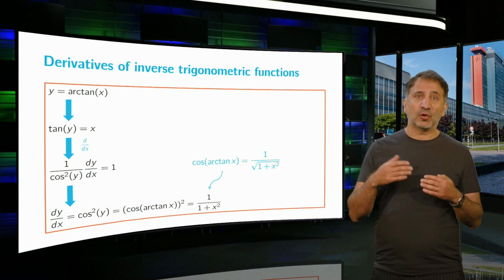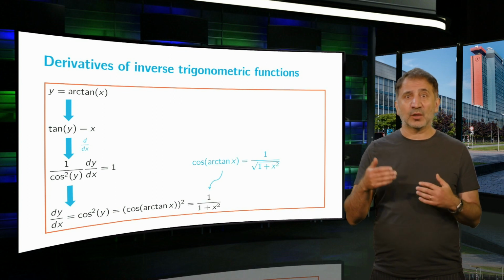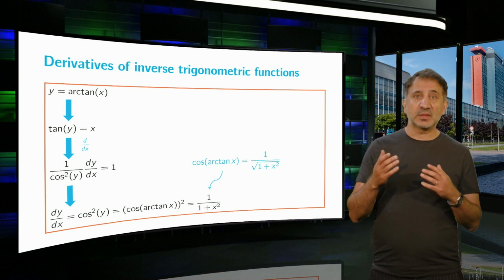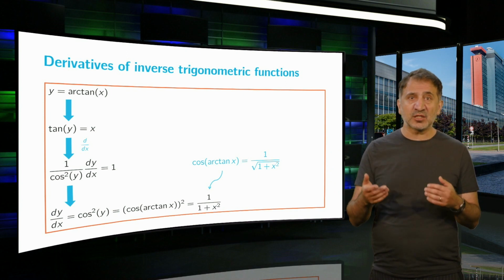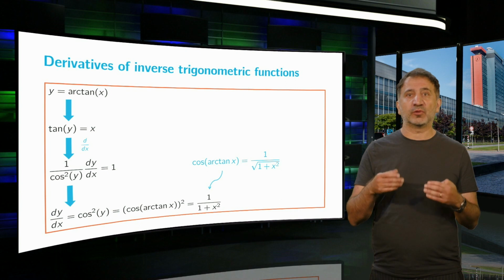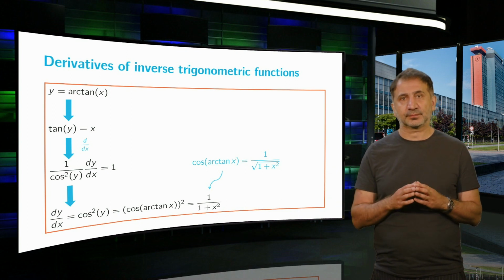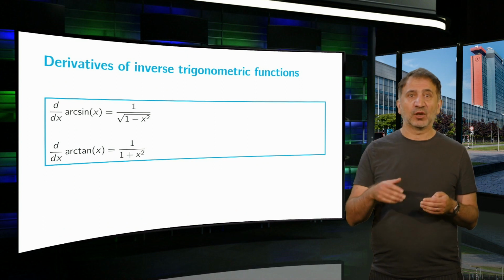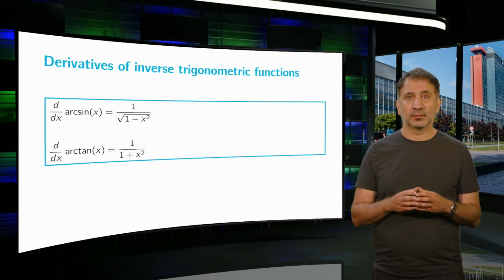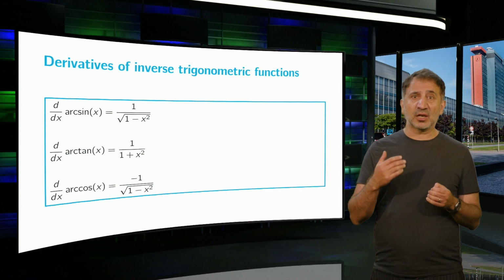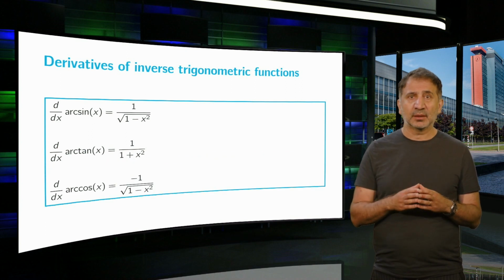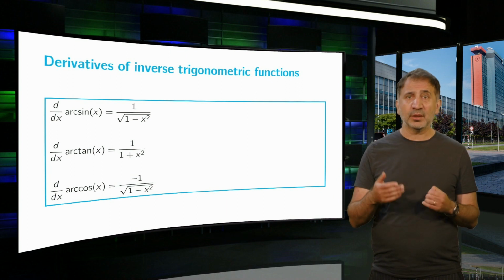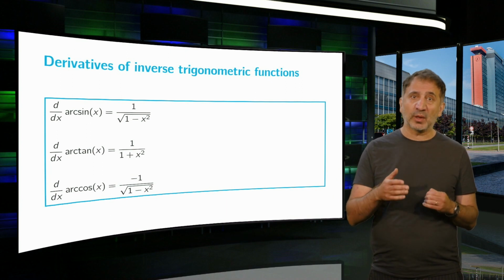Since the cosine of arctangent of x is equal to 1 over the square root of 1 plus x squared, we see that the derivative of arctangent of x is equal to 1 over 1 plus x squared. To recap, we have found the following derivatives. The derivative of the arccosine of x can be calculated in a completely analogous way and is equal to minus 1 over the square root of 1 minus x squared.